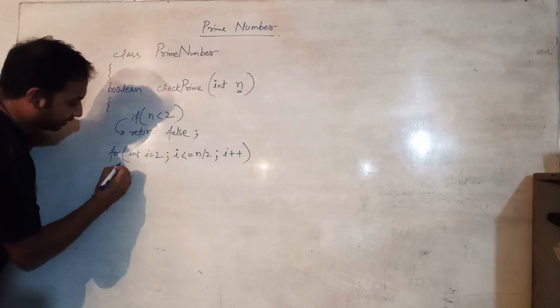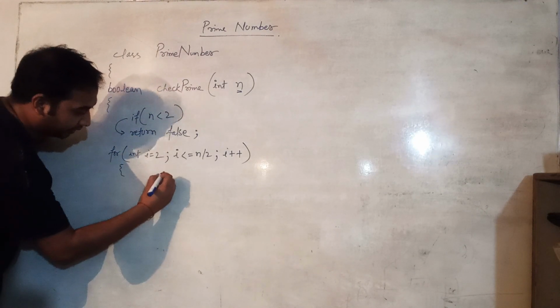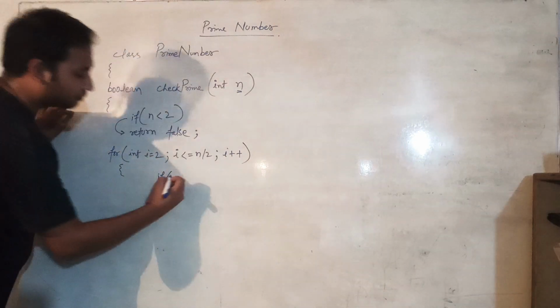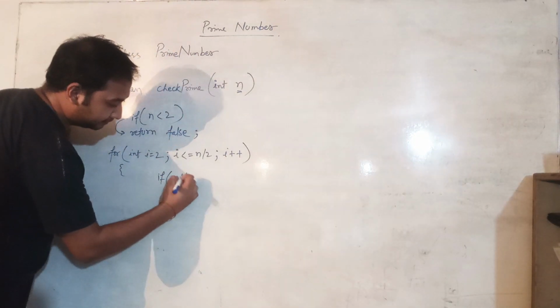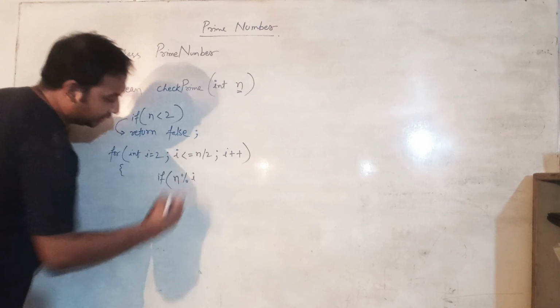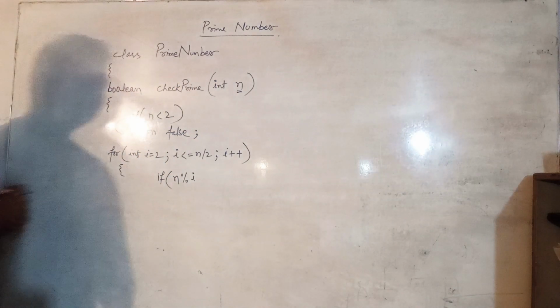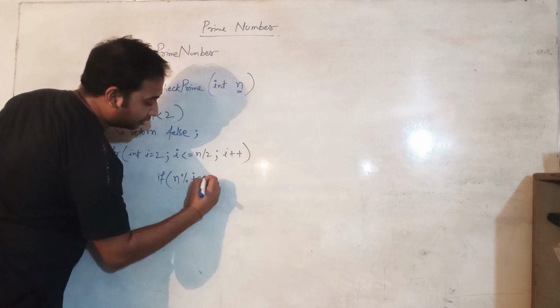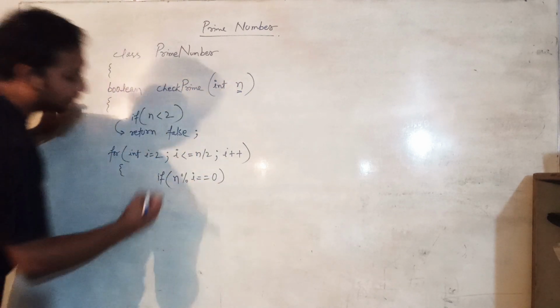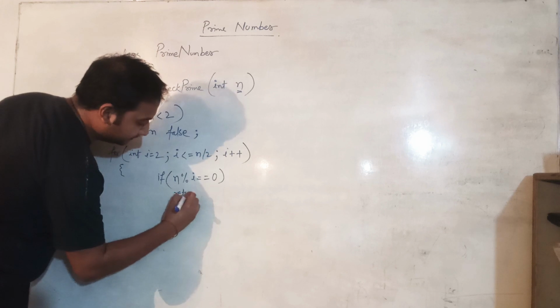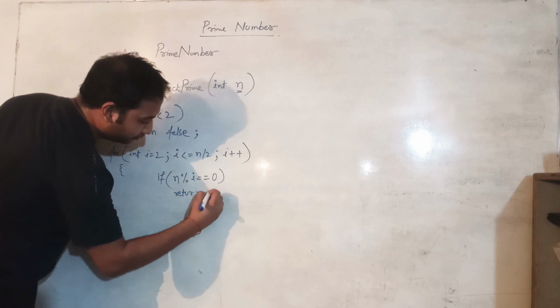Okay, then thereafter what will we do? If the number is divisible by i and the remainder comes 0, then it should return false.